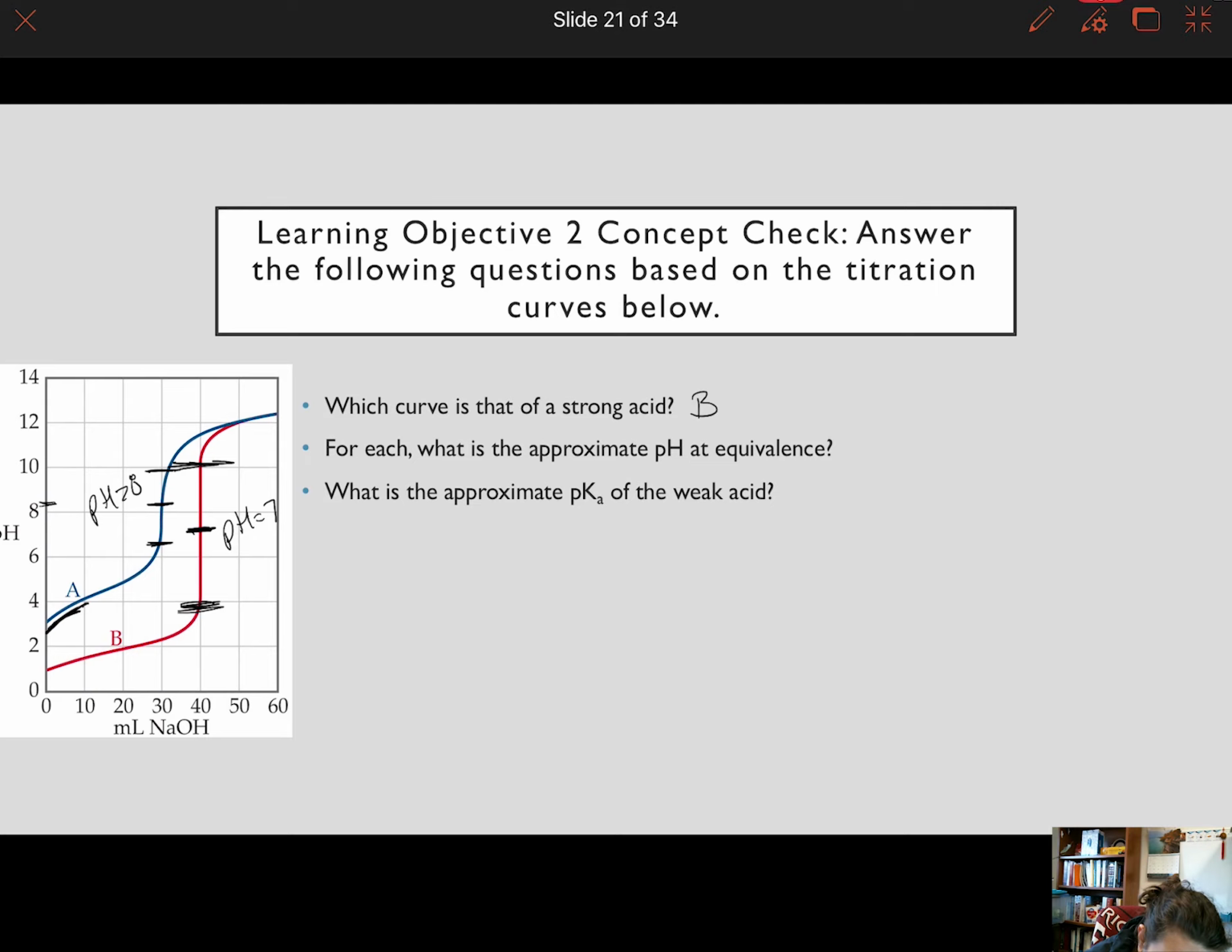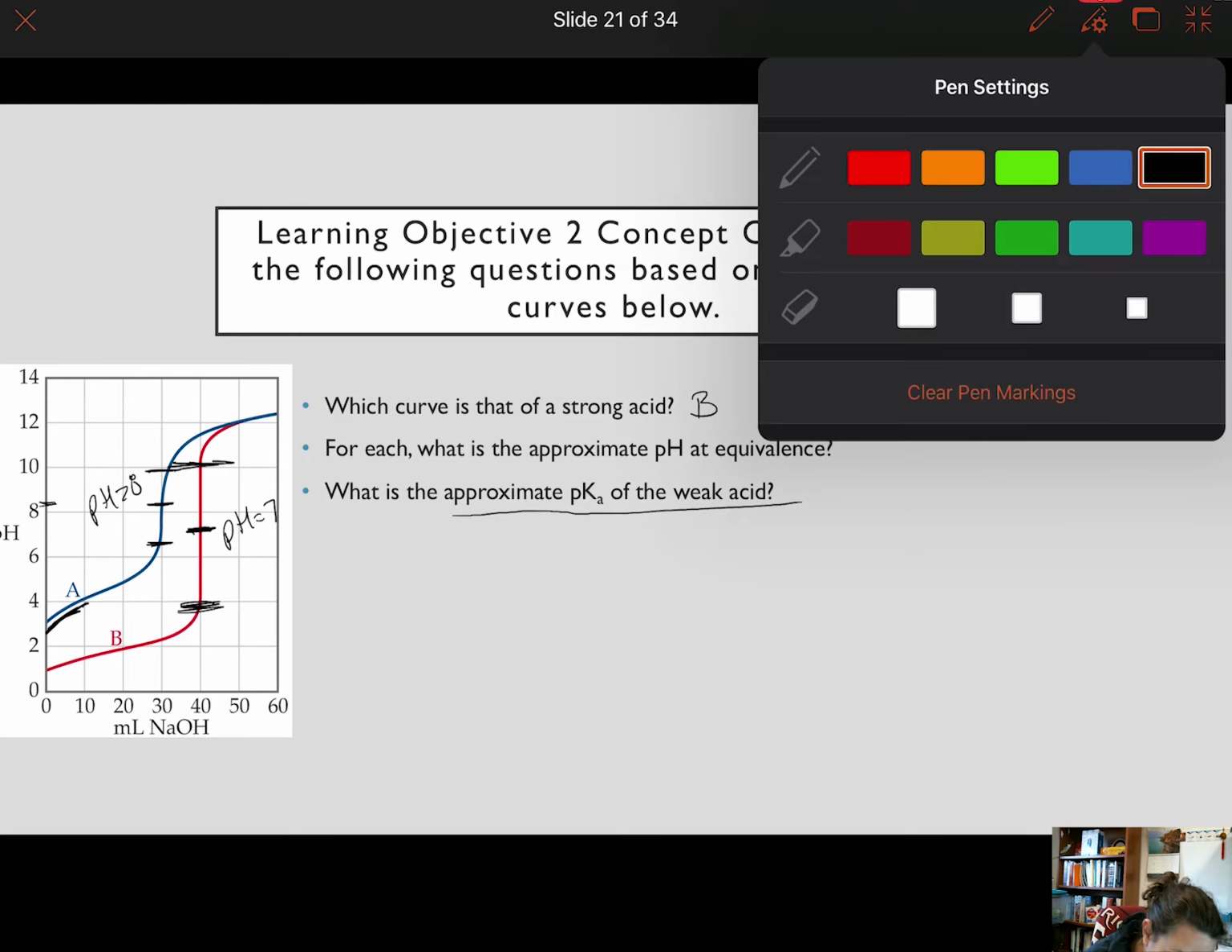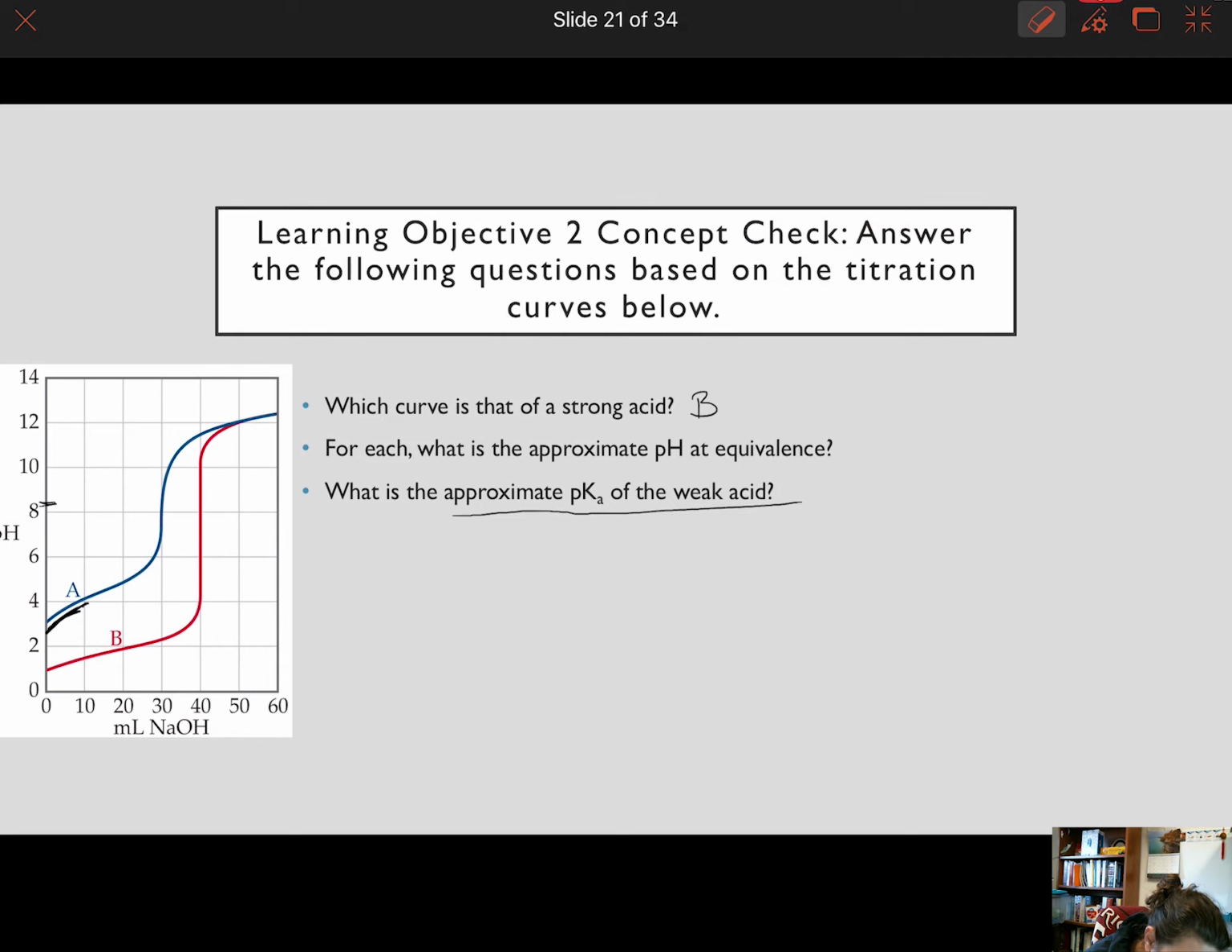Then we want to know our approximate pKa for our weak acid. So I'm just going to do a little erasing here so we can see it better. So our pKa, we're going to set it equal to our pH at half equivalence. So we see that our equivalence point is at 30 milliliters, so our half equivalence would be at 15. So at 15 milliliters, we have a pH of 4.5, which is equal to our pKa.